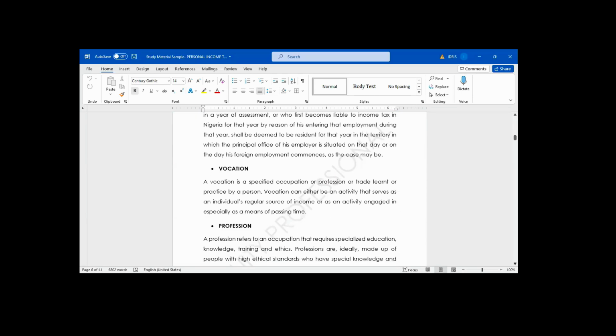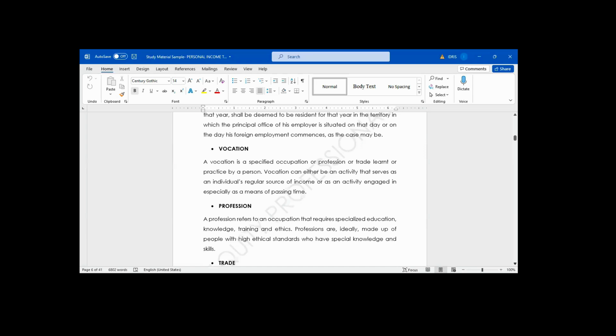Now, there is another one called vocation. What is vocation? Vocation simply means a specified occupation or profession, trade, length, or practice by persons. When you are learning a trade, you are learning a profession, you are learning a work from an individual. That is a vocation.